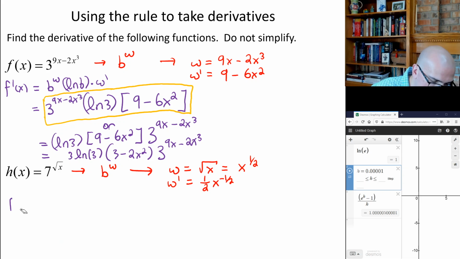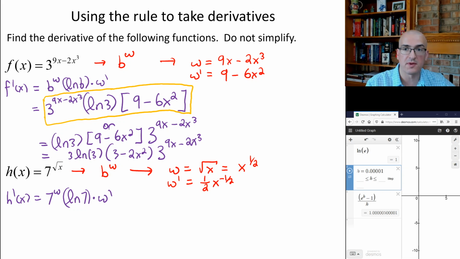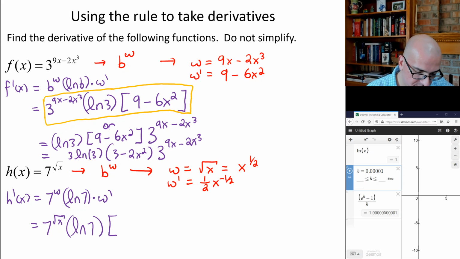Okay, so this is called h now. Might as well be consistent. Call it h prime is 7 to the w times the ln of 7 times w prime. Now we'll plug in the pieces. 7 to the square root of x times the ln of 7 times w prime, 1/2 x to the negative 1/2. And that is something to, again, don't fix it, don't change it, leave it alone.